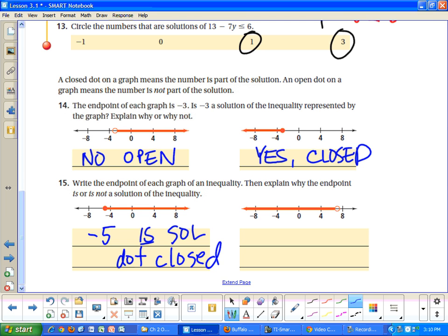In the second graph, the endpoint is 7. 7 is not a solution because the endpoint is open.